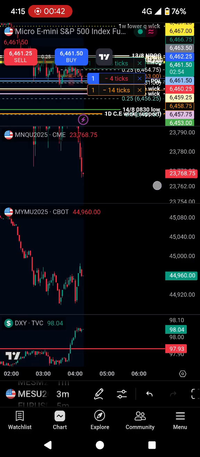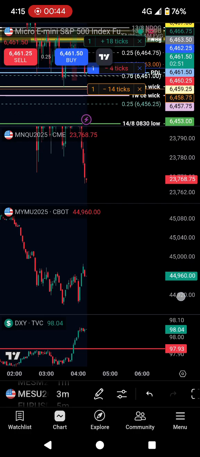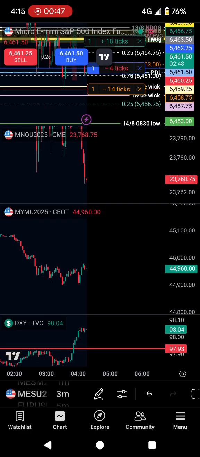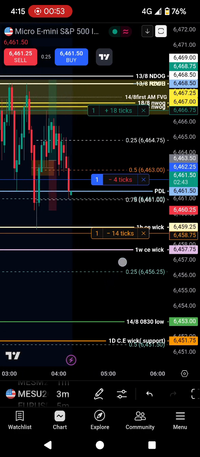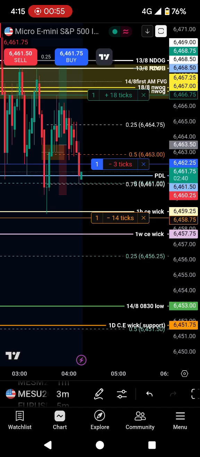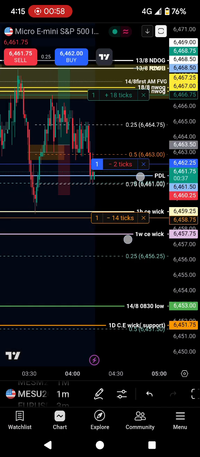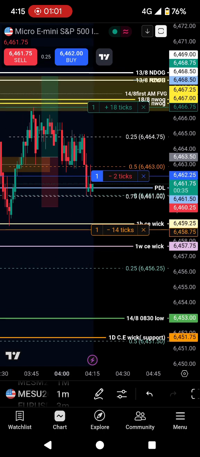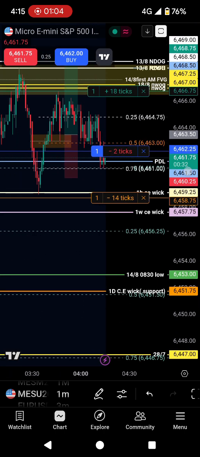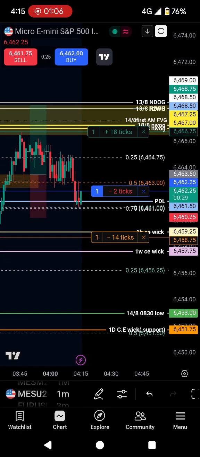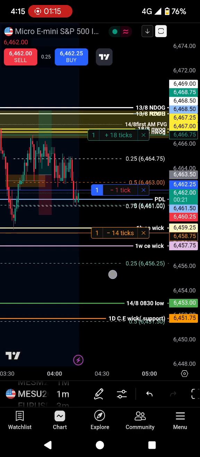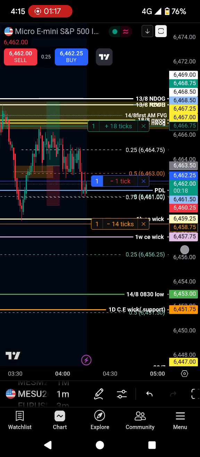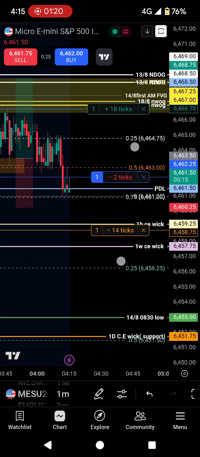Dollar is pulling higher, Nasdaq's pulling lower. The trade not looking that good. Not looking really good, the trade.